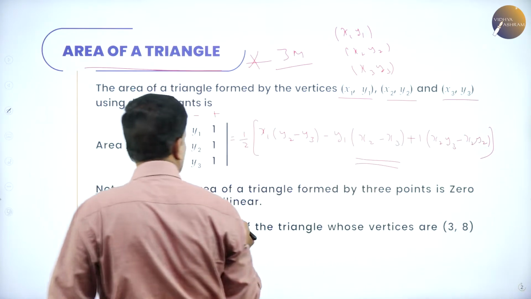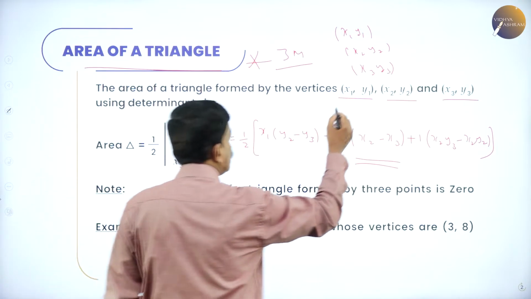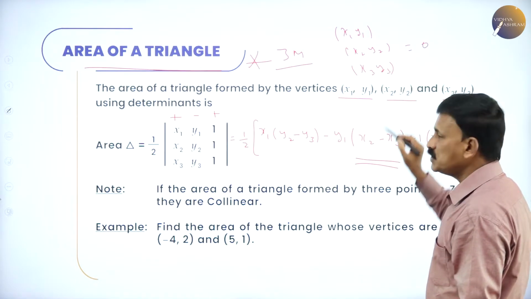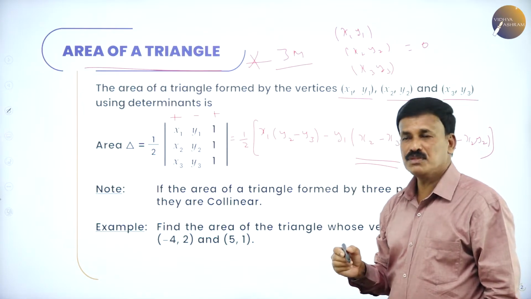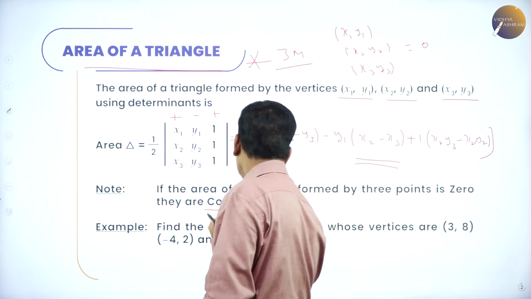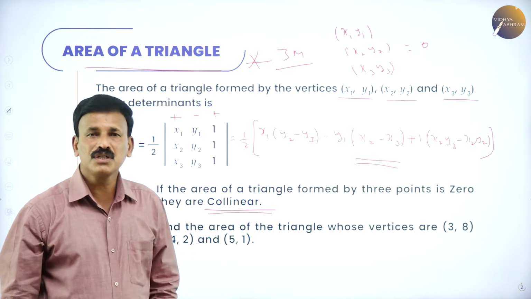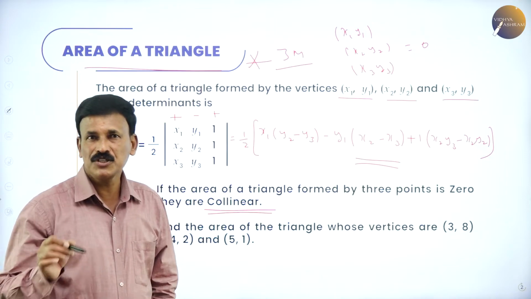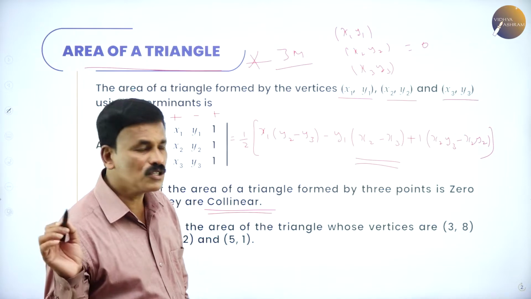Suppose the area of a triangle formed by these three points is equal to 0. If these three points form an area equal to 0, then the three points are said to be collinear. Very important point. So in the examination, if asked to show that the points are collinear using the determinant method, just find the area. If the area is equal to 0, you can say that the given points are collinear.